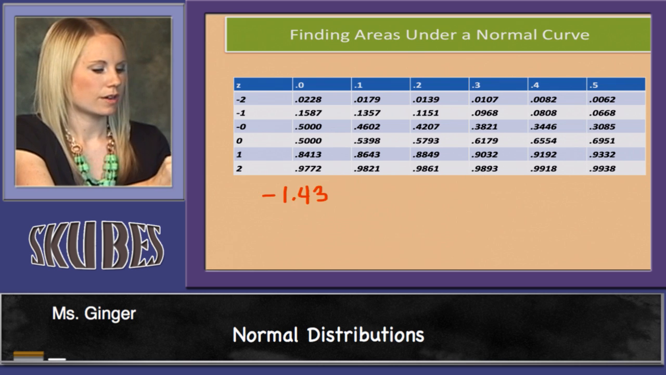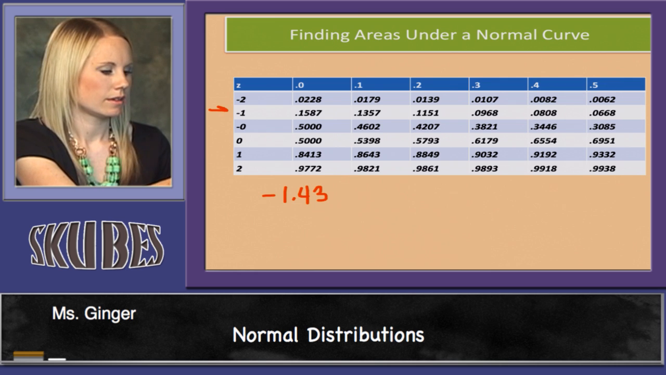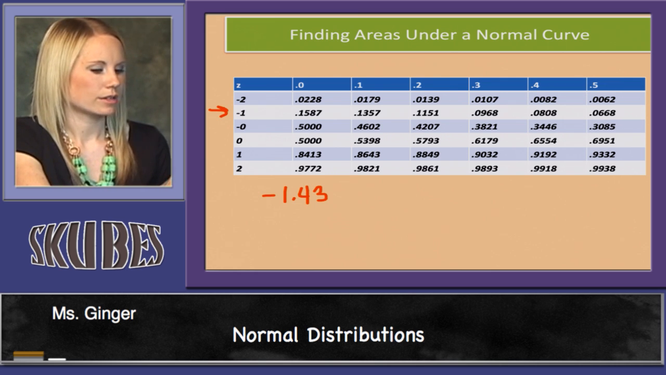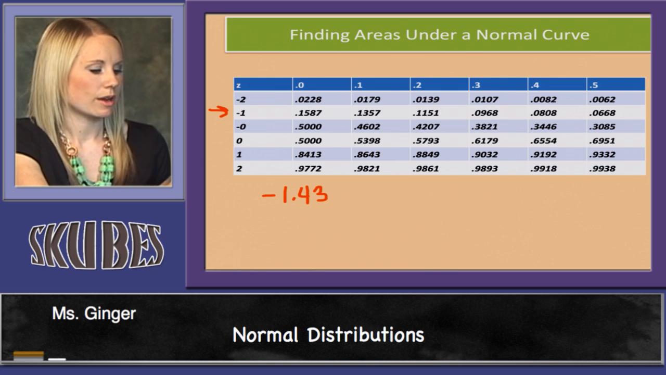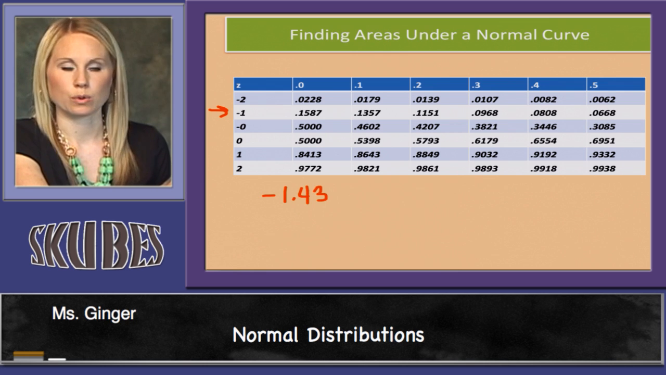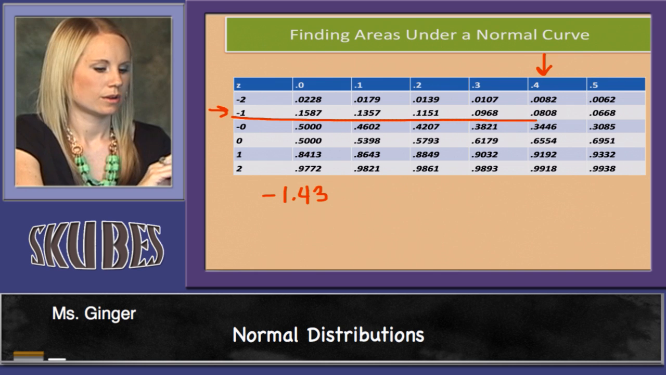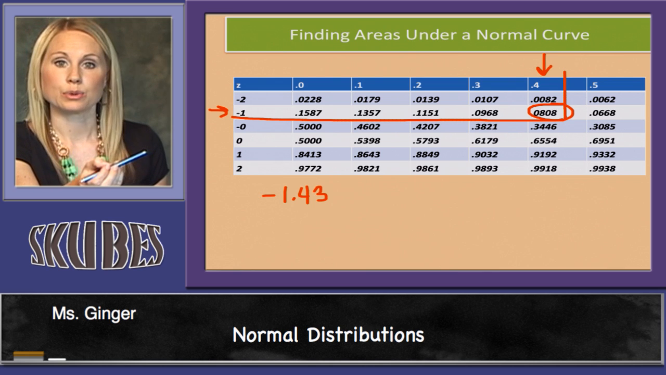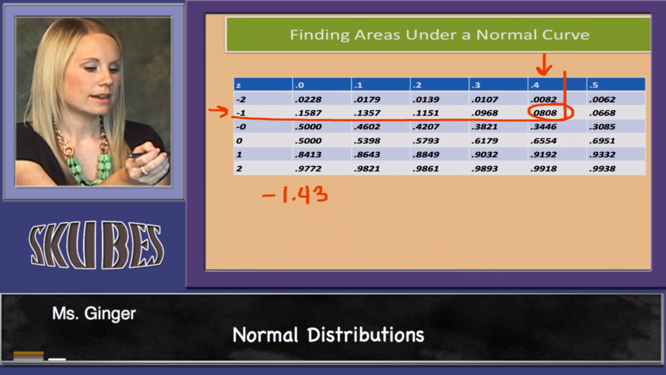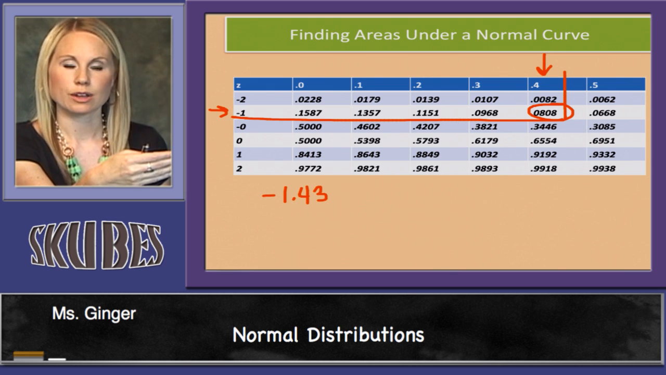So what we're going to do is we're going to find the whole number part on the left side, and that's here, -1. And then we're going to round our decimal, since all we can see are the tenth spots up top. We're going to round to the nearest tenth, so this would be 0.4, which is here. And we're going to meet these two until they meet in the middle. And we can see they're meeting here at this value, 0.0808. Okay, so that is the probability that a student is going to be younger than 14. We just found the probability.